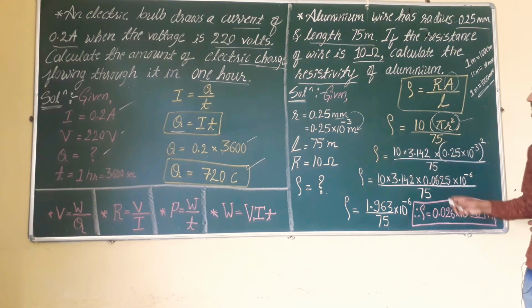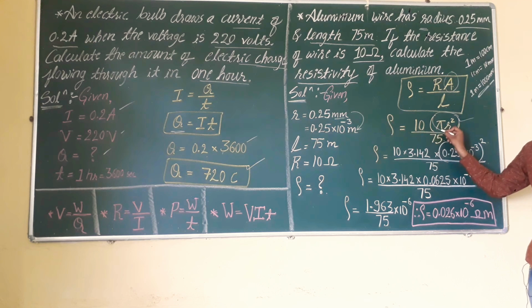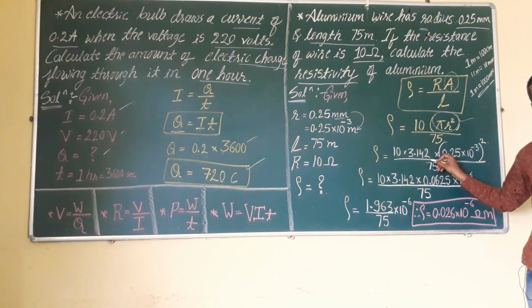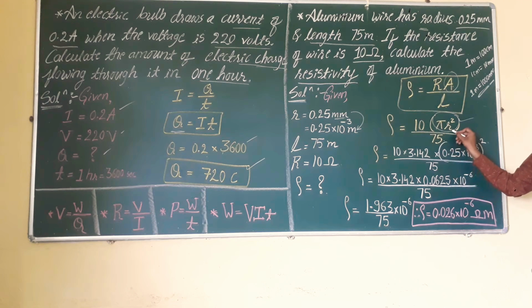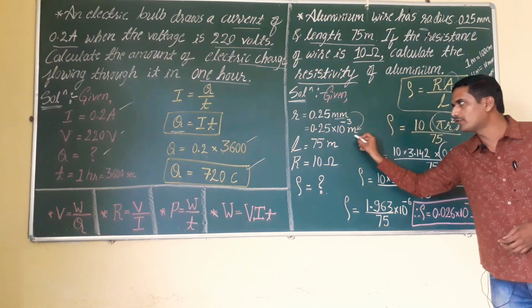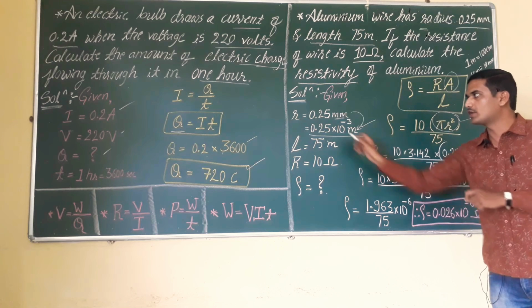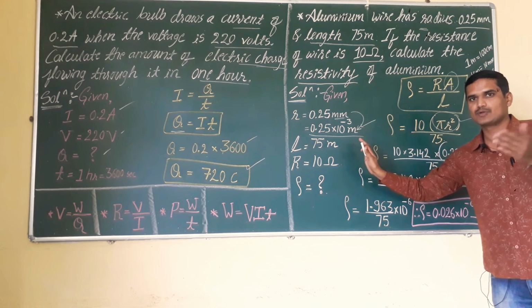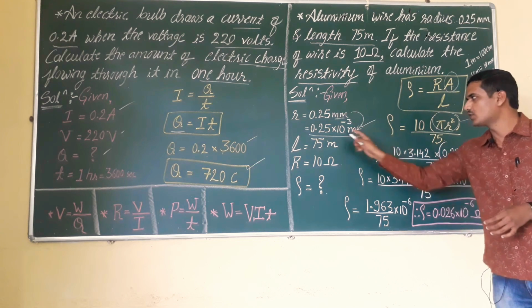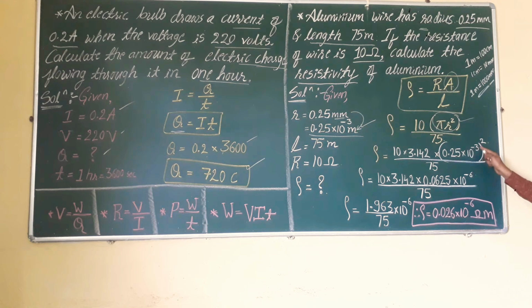Now you can simplify it: 10 as it is, and the value of pi is 3.142, or you can also write it as 22 by 7, that is also right. And the r value is 0.25 into 10 raised to minus 3 meter. You should write this value only. Don't write 0.25, you will get the wrong answer. So write it as 0.25 into 10 raised to minus 3. And for r square, you have to square this whole term.